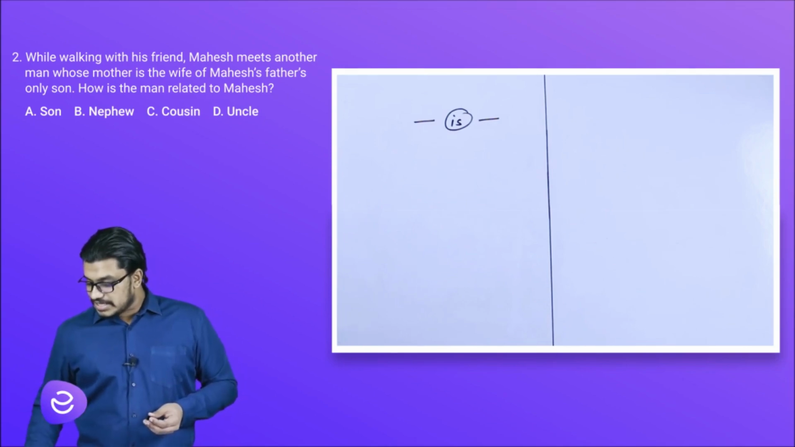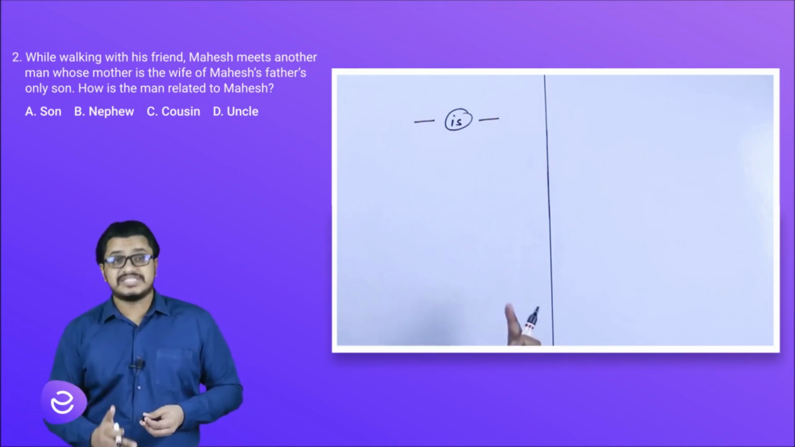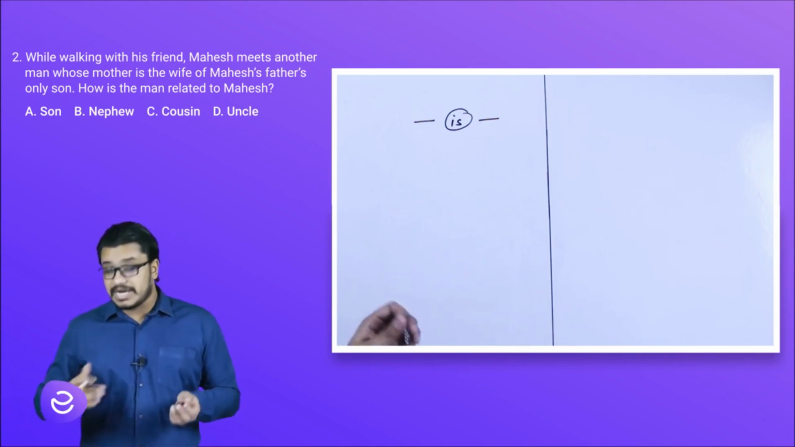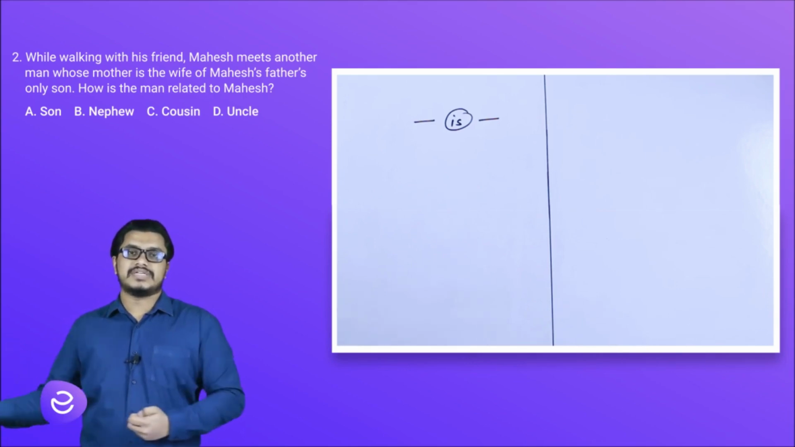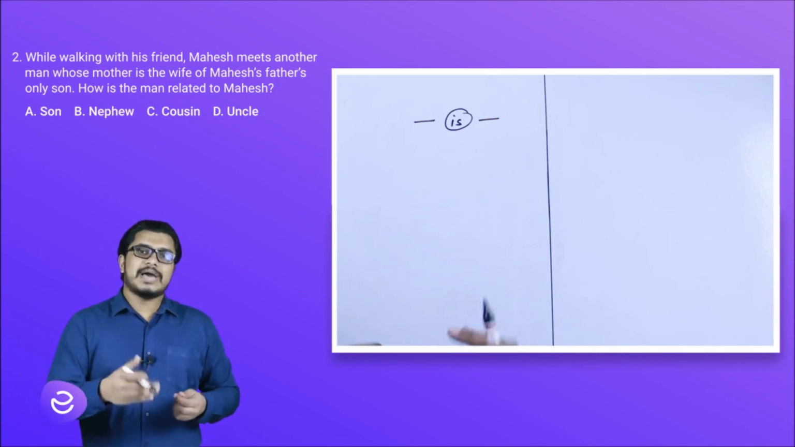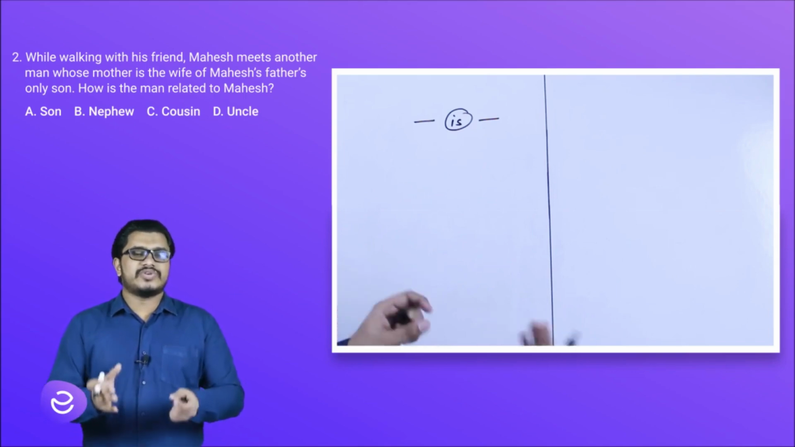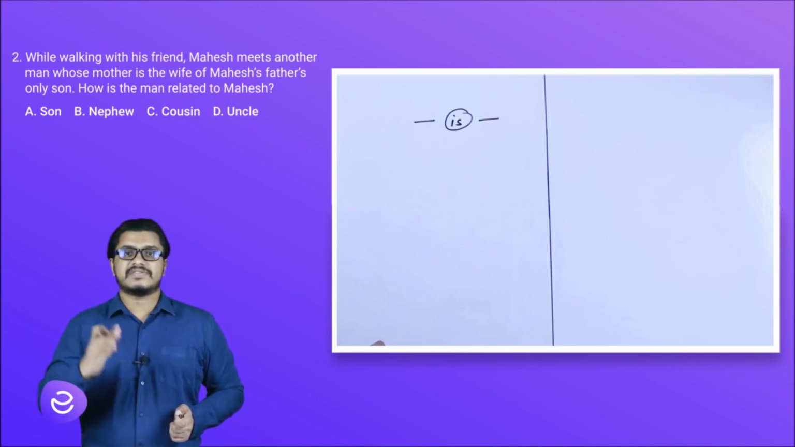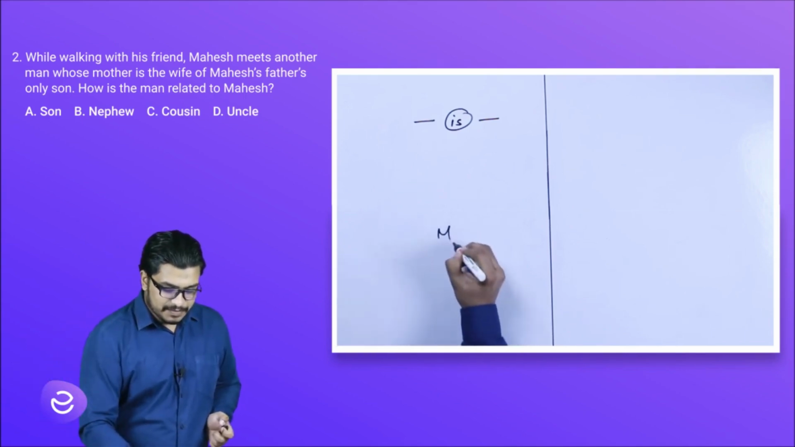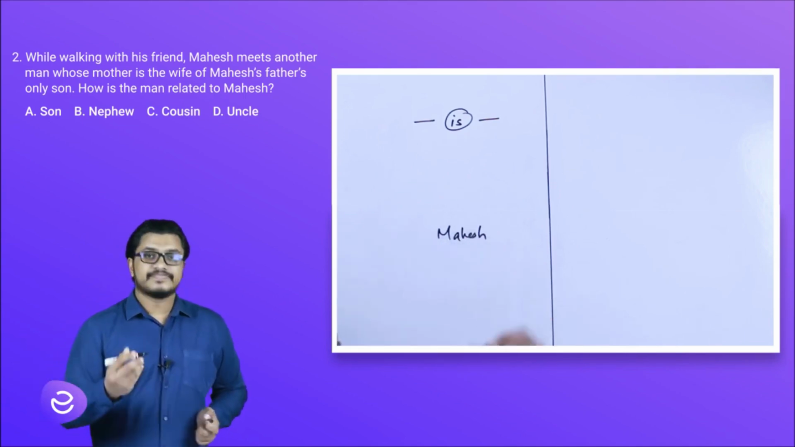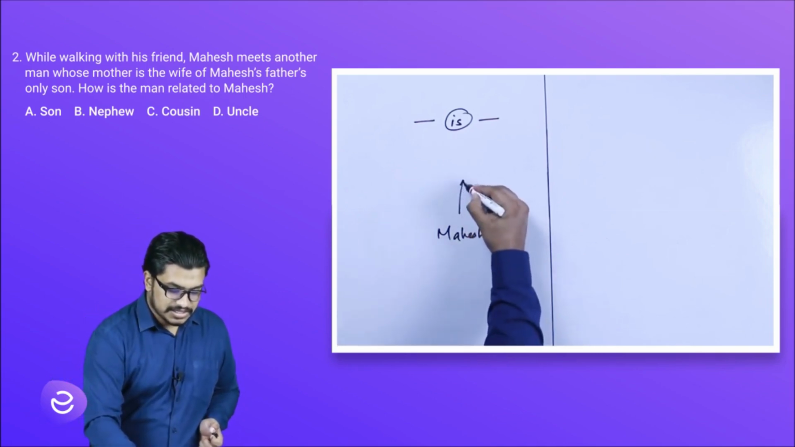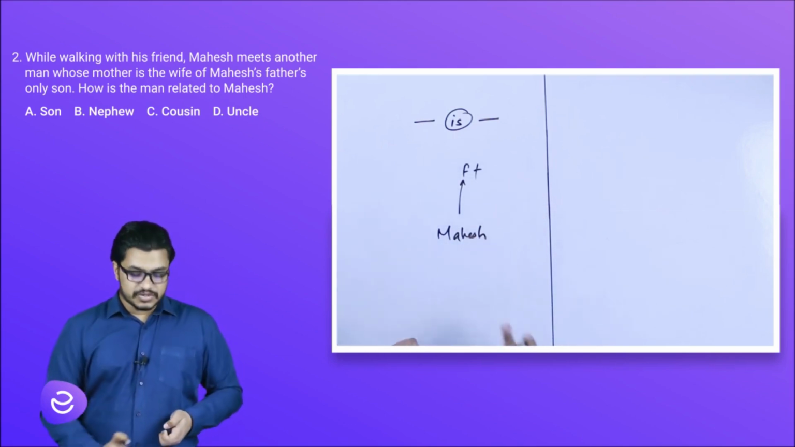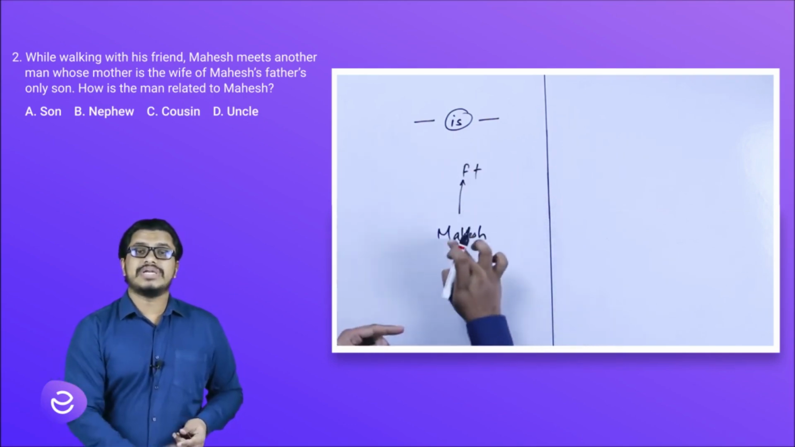The first relation is only son. Whose only son? Mahesh's father's only son. If apostrophe s comes, as we said, here Mahesh's father's only son, there are two apostrophes. While apostrophe comes, you can take it as a single relationship. So the first relationship is Mahesh's father's only son. So we have a person called Mahesh. Mahesh's father, so father is a plus, is a male. So Mahesh's father's only son.